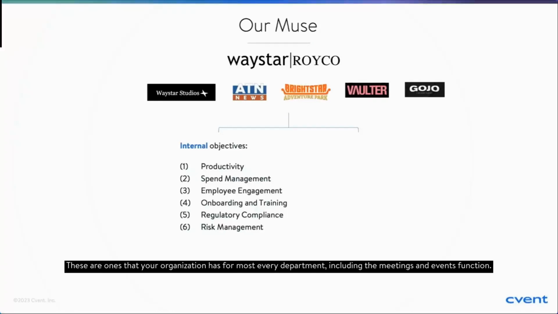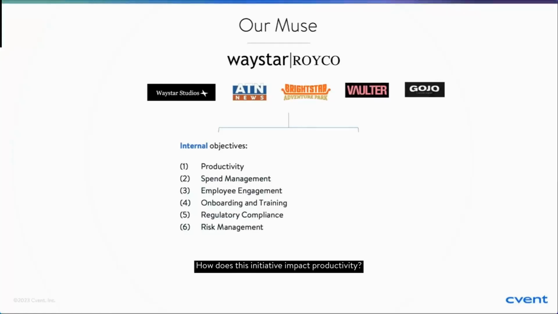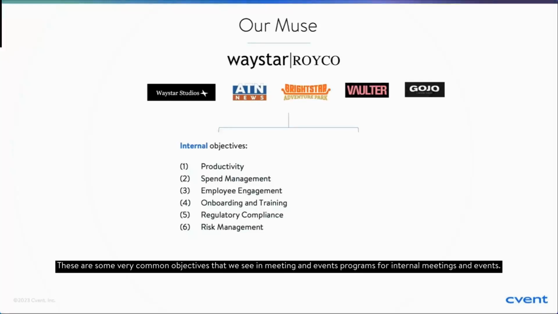These objectives are ones that your organization has for most every department, including the meetings and events function. How does this initiative impact productivity? How are we managing spend? How are we impacting employee engagement? How are we supporting onboarding and training, maintaining regulatory compliance, and managing risk? These are some very common objectives that we see in meeting and events programs for internal meetings and events.